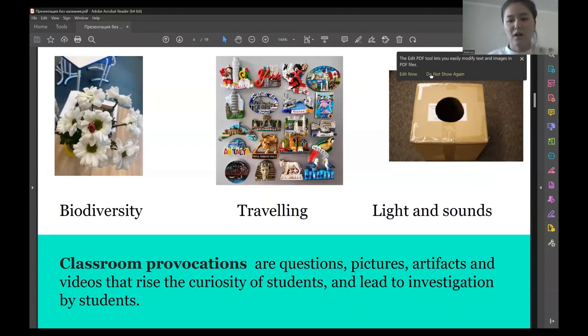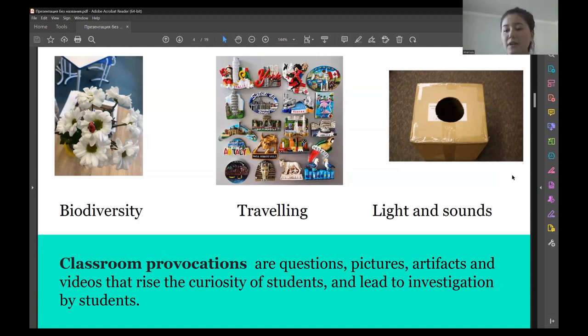Another element I recommend you to use in science lessons is provocation. It can be a leading activity, or it can be the whole activity. These activities increase the curiosity and help you to continue the investigation they are going through. And you may see pictures. I will start.